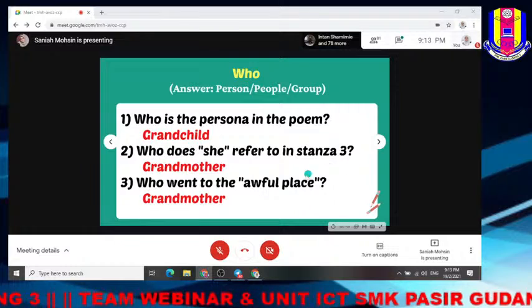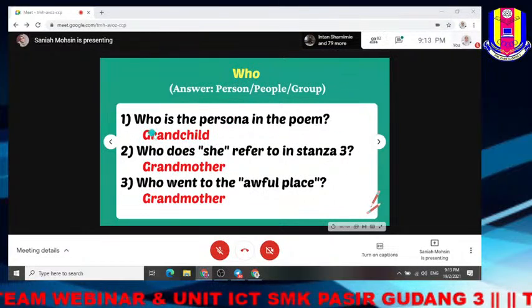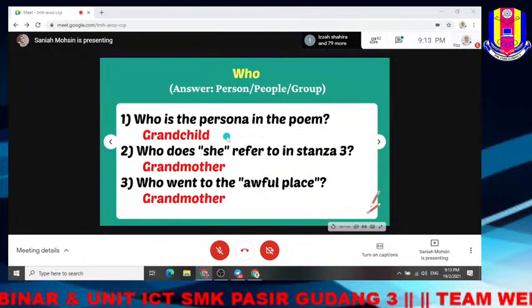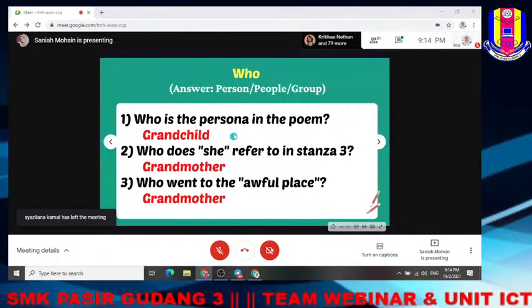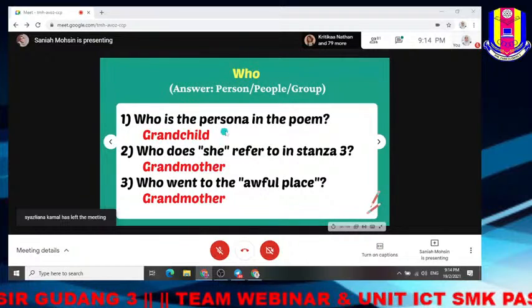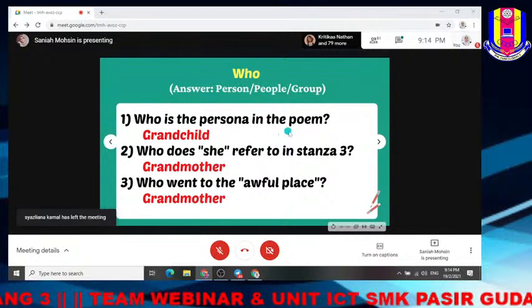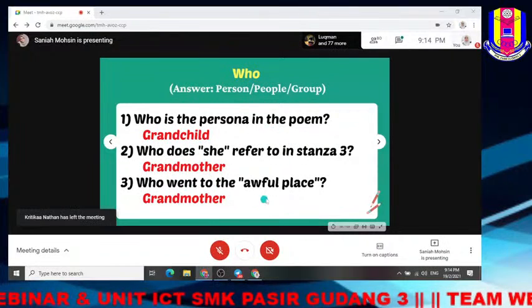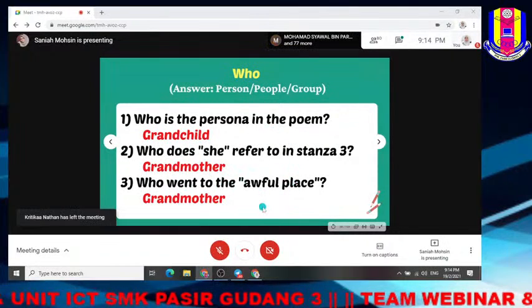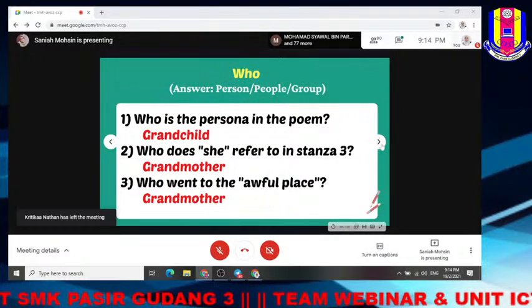So example would be persona in your poems would be grandchild. Sebab apa grandchild? It talks about grandmother. Bila nenek yang bercakap tentang cucu dia, grandchild. Nak tulis granddaughter pun boleh, grandson pun boleh, no problem. So who went to the awful place? Who died in this poem would be the grandmother.